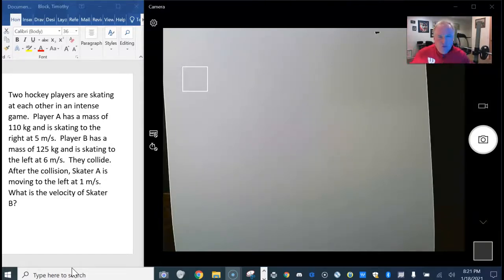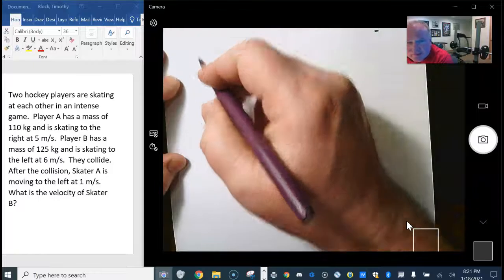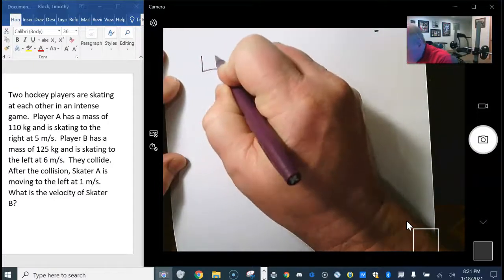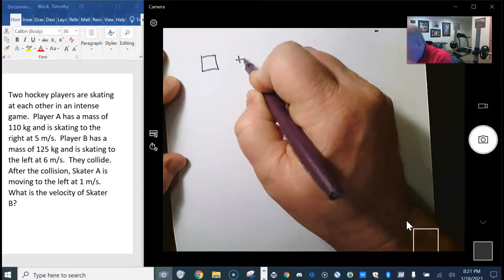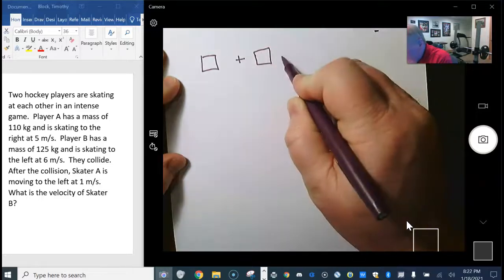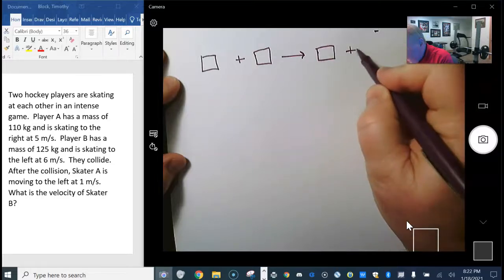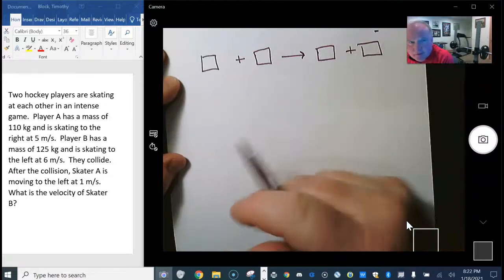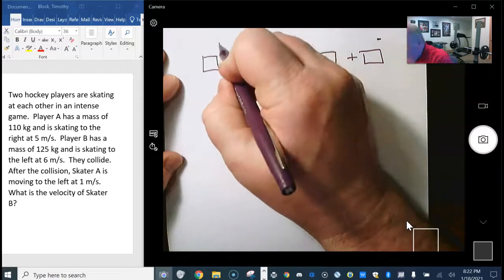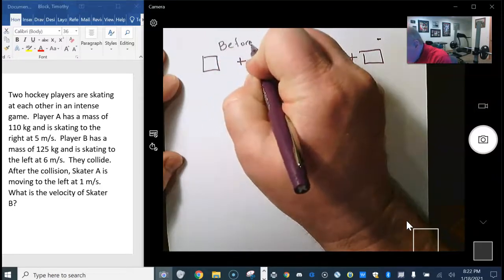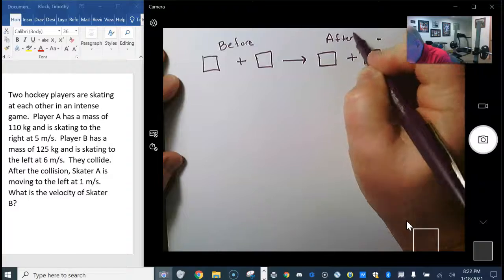So what I want you guys to do, and what everybody else should know, is that we want to set up our organization. And so for my class, since Mr. Block can't draw anything, we're just going to draw boxes. So we have one box plus another. Okay, we represent an arrow for our collision, and we have our 2 boxes. Okay, that's how we're going to set up this problem. We're going to remember that this side is our before side, and this side is our after side.